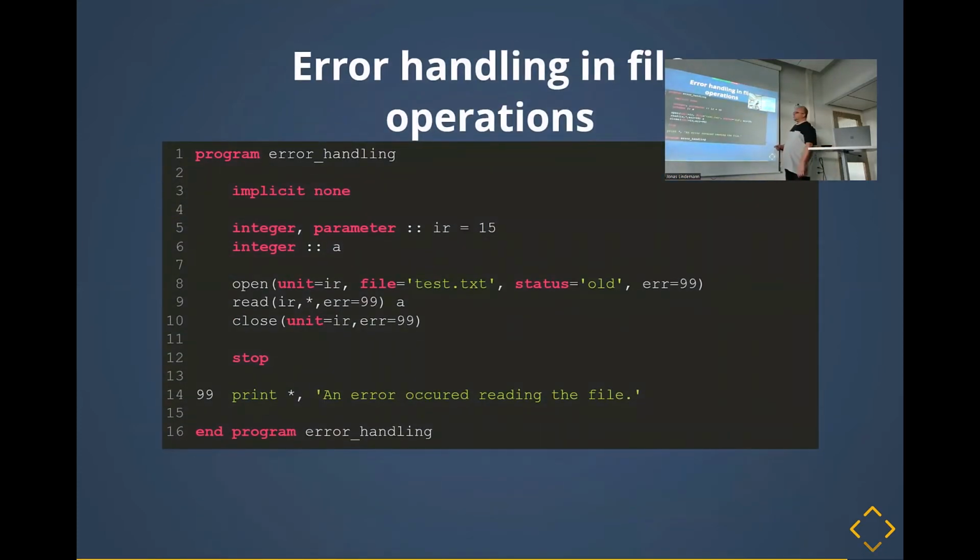In this case, error 99. And this is actually the only place in Fortran where you use line numbers, when you have error handling. It's comparable to try except in C++ or Python, but here we use line numbers. When there is an exception, it will jump to line number 99. If there's some error opening the file, it will go to 99. If there's some error reading, it will go to 99. Closing, 99. You can, of course, have different labels for that as well. So here you can handle errors.